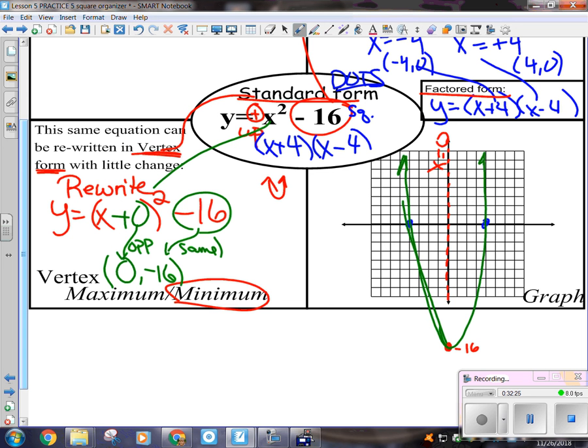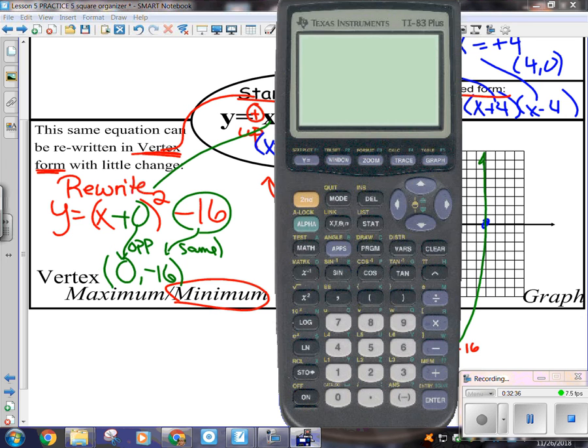Sketch your parabola. If you did it on your calculator, can you go over there and just turn it on, my calculator? I have to hit it on from over there. Yeah, just click the on button. It'll let me do other things, but it won't let me turn it on.